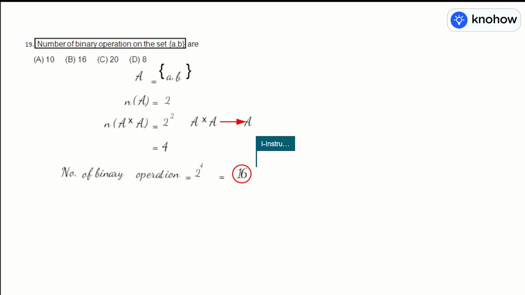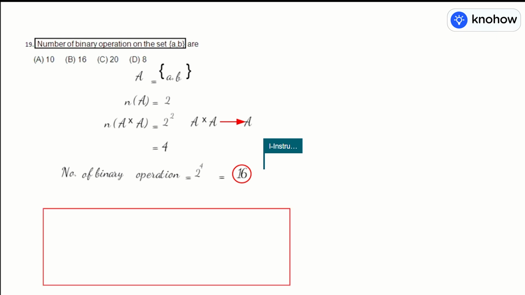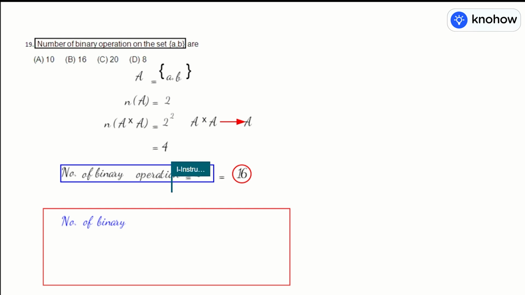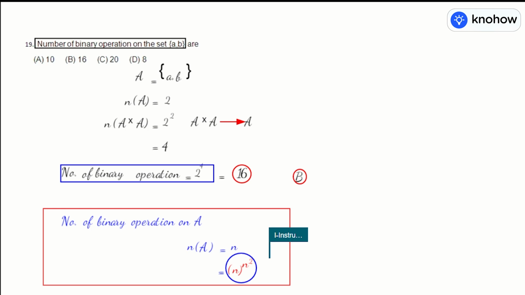You may note a formula for the number of binary operations. Though this sum has been done, and this is your B choice, by the way, please note down. But further you may note down the number of binary operations on a set A, which consists of n elements. Then the number of binary operations is n to the power n square. Like in the present case, n is 2. So it is 2 to the power 2 square, that is 2 to the power 4, that is 16. So remember the formula, it is n to the power n square.